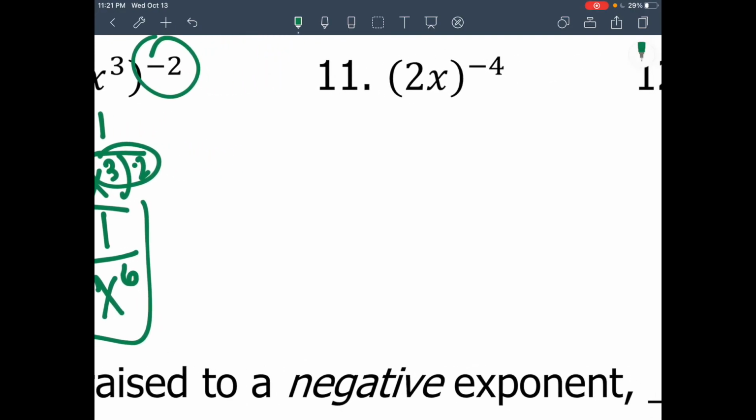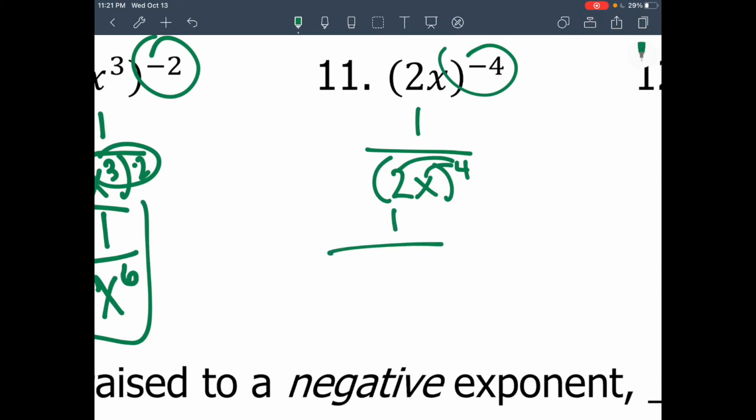Okay, then the next one, we're going to flip it. So 1 over 2x to the 4th. So I've got to give that to both of these. So 1 over 2 to the 4th and then x to the 4th. So x to the 4th is already dealt with, so we just need to do 2 to the 4th, which is 16. So 1 over 16x to the 4th.